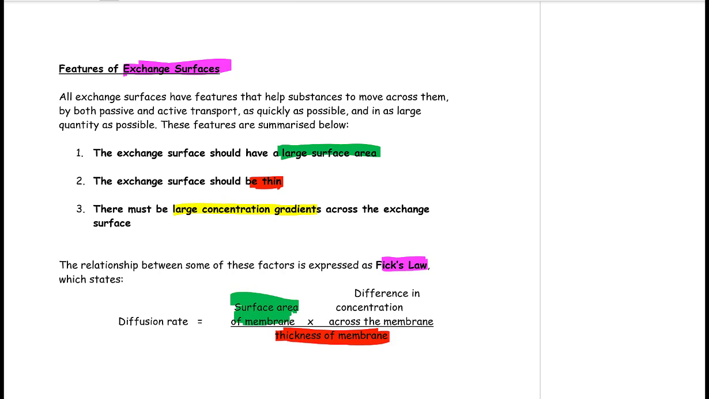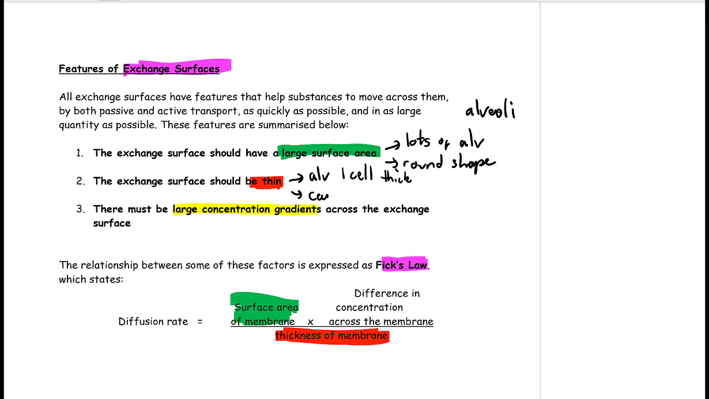Now if you think back to GCSE, the way that we looked at the alveoli in particular, we talked about them having a large surface area because there were lots of alveoli and they had a round shape. The exchange surface should be thin. Well, this was useful because the alveoli were one cell thick and they were really close to the capillaries, which were only one cell thick as well. So the gases only had to diffuse through two layers of cells.